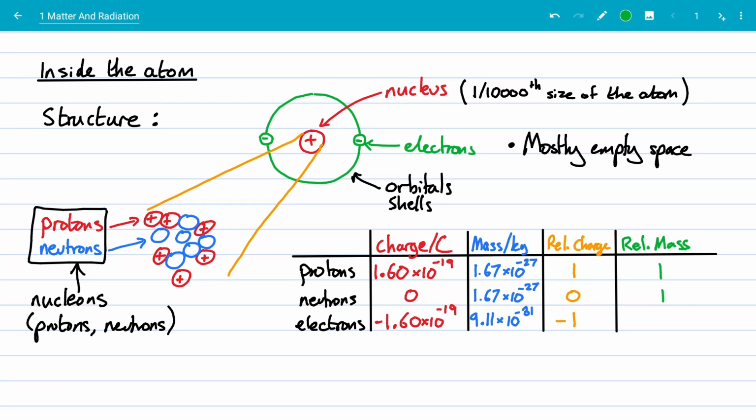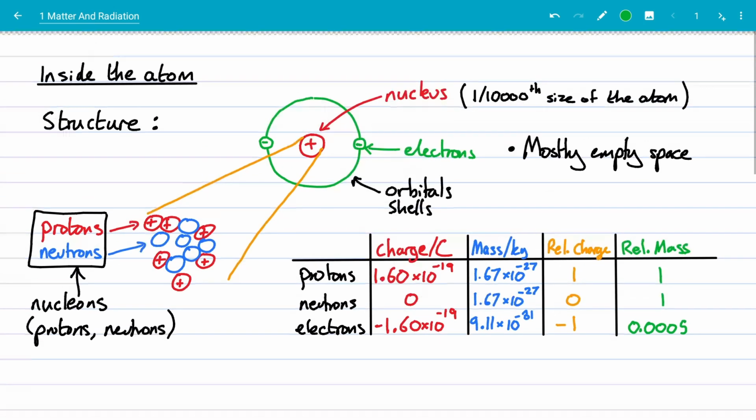And the electron is sort of 1/2000th, or 0.0005, something like that. 2,000 times less than the mass of the proton, roughly. More like 1,800 and something, but that's close enough. So there's our table telling us all about the particles inside the atom, which are broken into nucleons, that is protons and neutrons, and electrons.